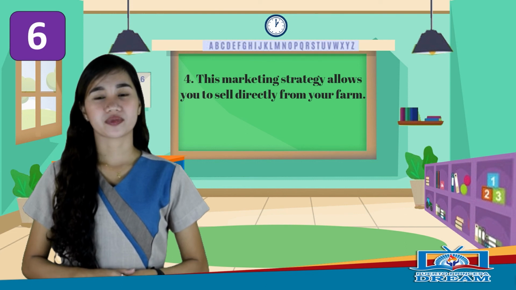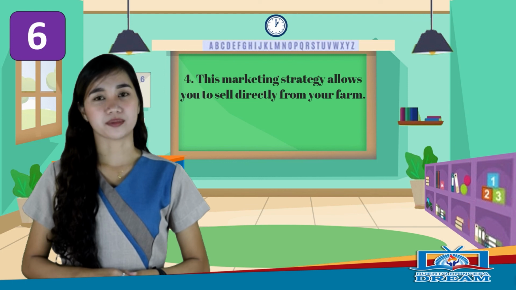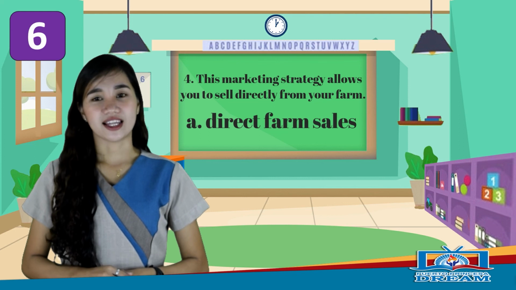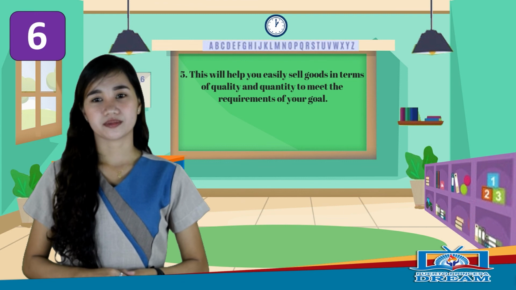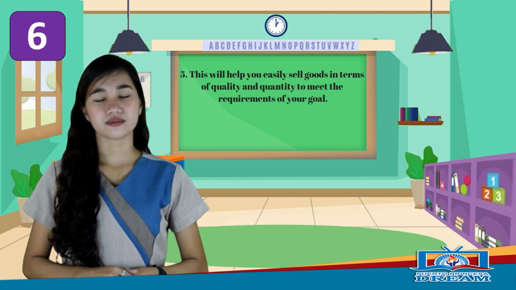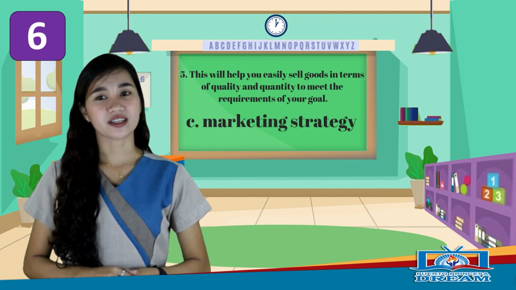Number 4. What marketing strategy allows you to sell directly from your farm? Of course, that's direct farm sales. Letter A. For the last one, what's the answer? This will help you easily sell goods in terms of quality and quantity to meet the requirements of your goal. If your answer is letter C, which is marketing strategy, you're right. Did you get the perfect score? Congratulations!